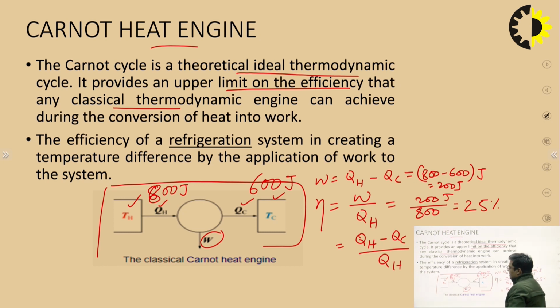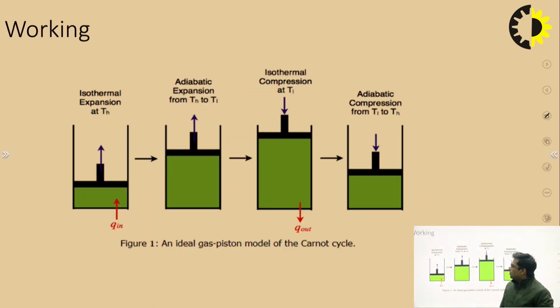So based upon the heat input to the system and the heat rejected by the system, we can calculate the work done by the engine, and based upon that we can calculate the efficiency of any heat engine cycle. Now we talk about the working of the Carnot heat engine. This works in four steps. First is isothermal expansion, another is adiabatic expansion, third is isothermal compression, and fourth is adiabatic compression.